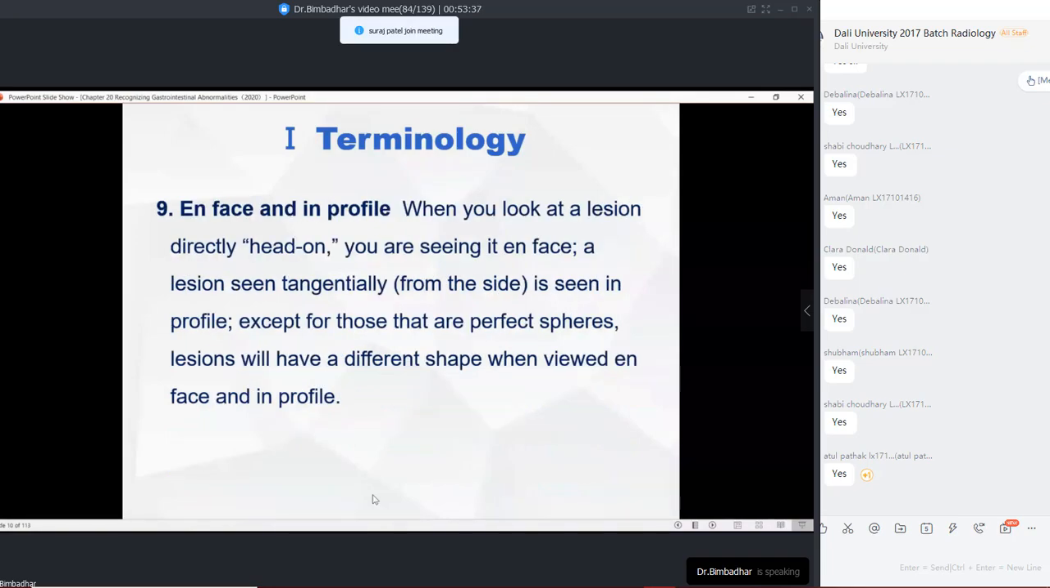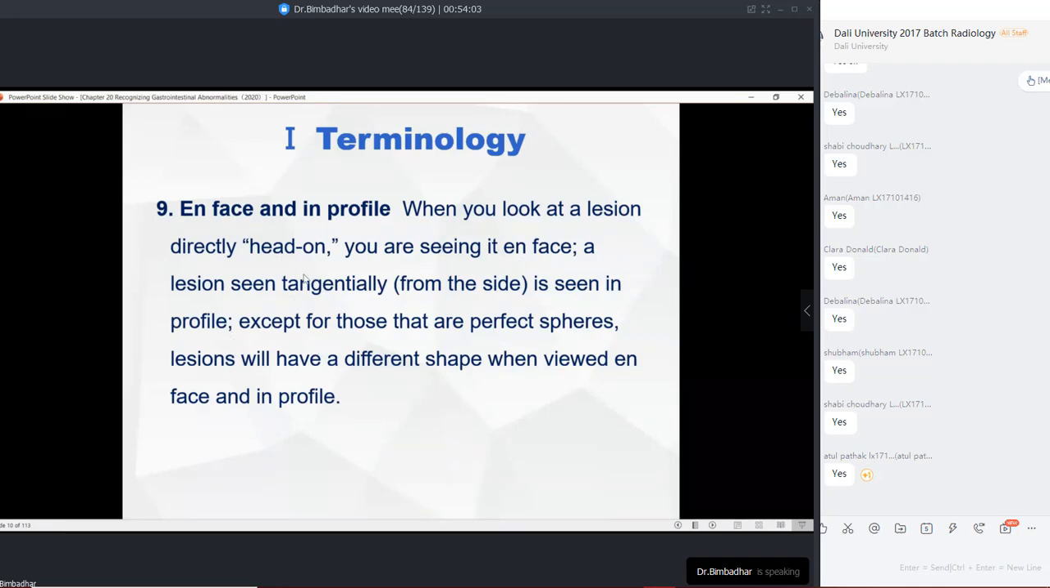Then we have different views. We have two views here: an en face view or an in profile view. What is an en face view? It is when you look at the lesion directly head on, looking at it face to face. That is an en face view.